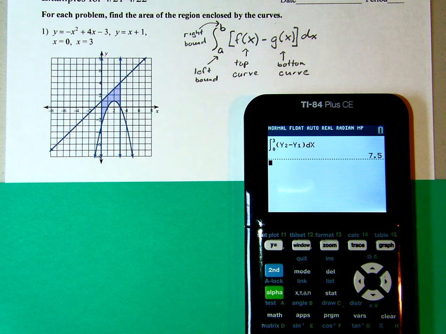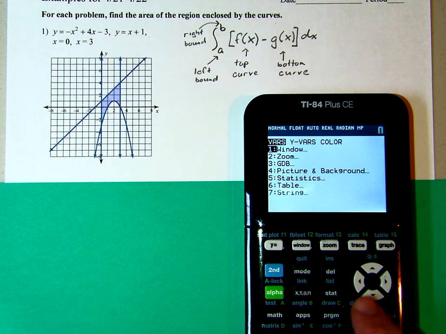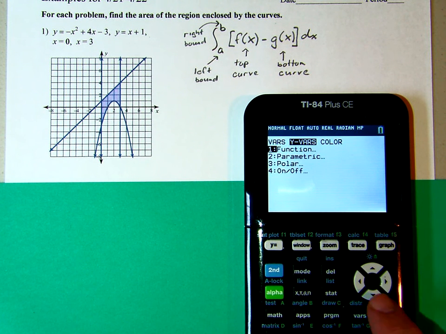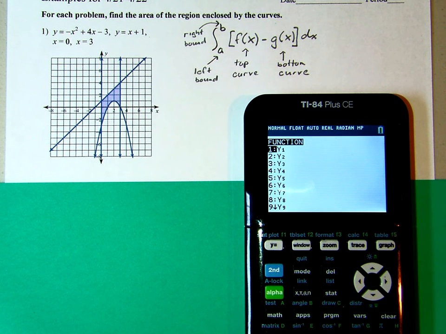Now if you have a calculator that has an older operating system that doesn't have that alpha f4 shortcut, what you have to do to get at those y symbols is go to vars, yvars, function, and then choose which ones you want.